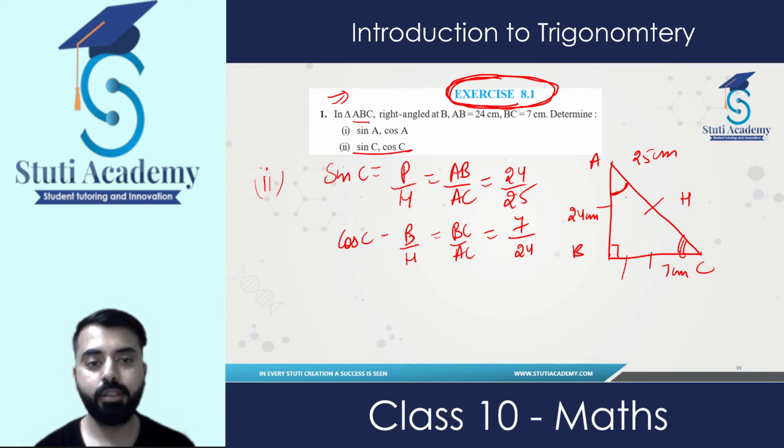The angle A was opposite to C, so the sides will be different. This will be the perpendicular, this will be the base. And while I'm considering C, then this will be the perpendicular and this will be the base. So I hope you have understood the case, how this works. So this is how it works. Now let's see what do we have next.